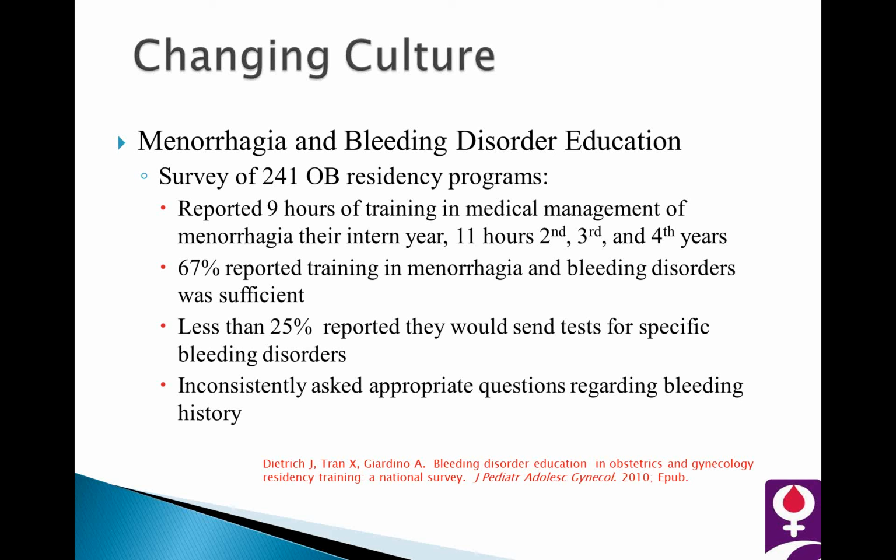In addition, 2/3 reported training in menorrhagia and bleeding disorders was sufficient, although less than 25% reported they would send tests for specific bleeding disorders despite certain clinical signs. It was also noted that among survey responses, they inconsistently asked appropriate questions regarding bleeding history. So certainly there is some improvement that we have an opportunity to make in our education of young trainees. And we are delighted to see that more training and more of these programs are being offered to faculty and to trainees.